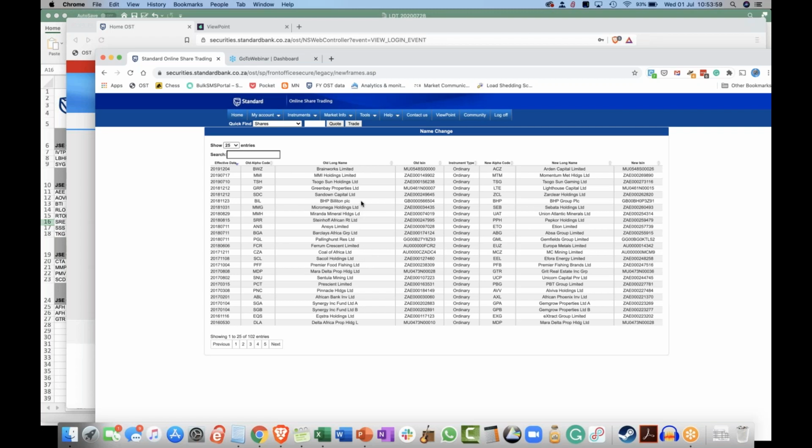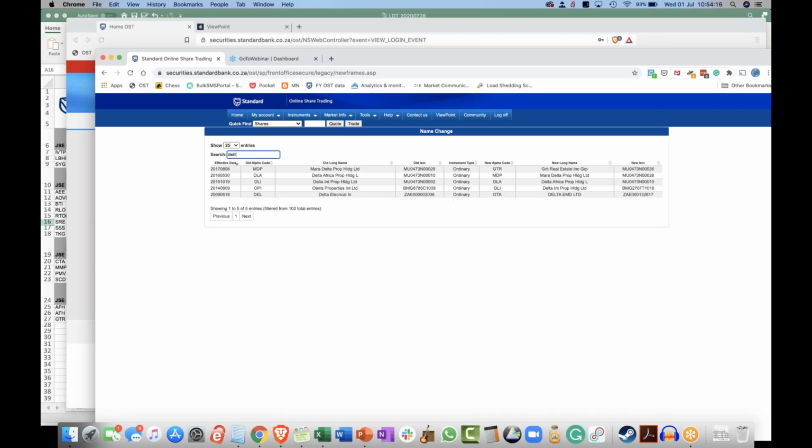BHP Billiton became BHP Group. Okay, someone got paid a lot of money to change Billiton into Group, but whatever the case may be. So this is where you're just going to gain. There's a stock you used to care about and now suddenly it's disappeared. Mira Delta Property became Grit Real Estate, etc. So you can go and find those companies that have sort of disappeared off your radar.